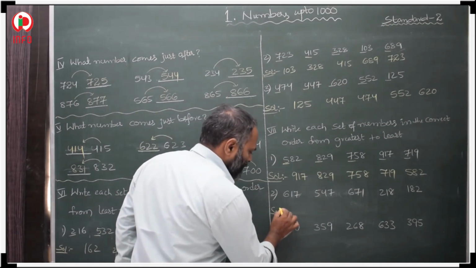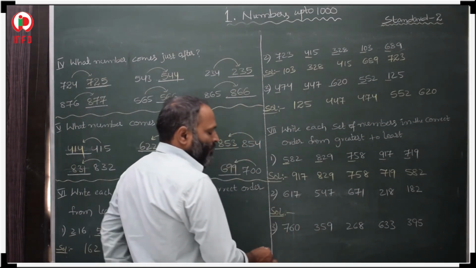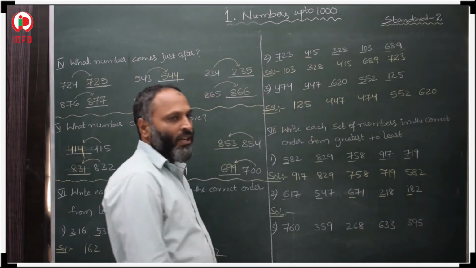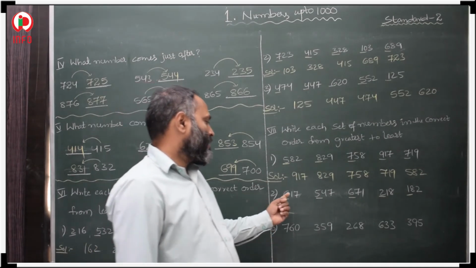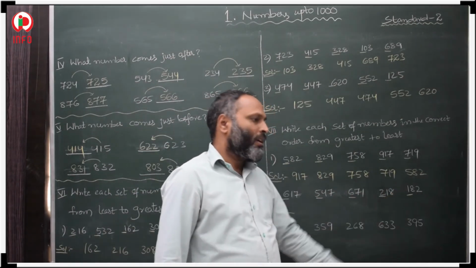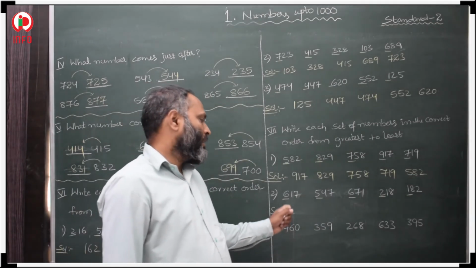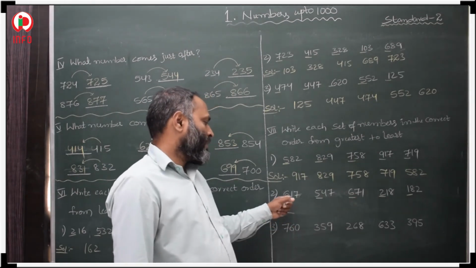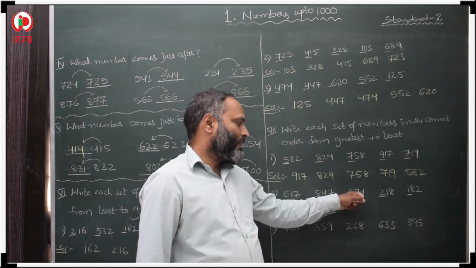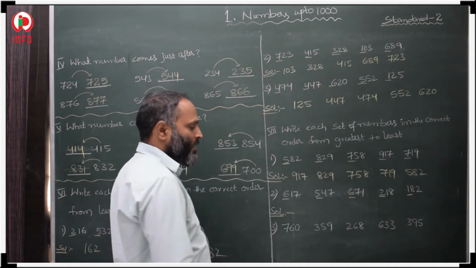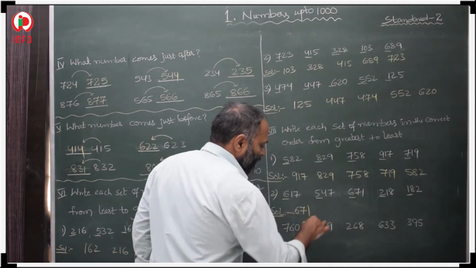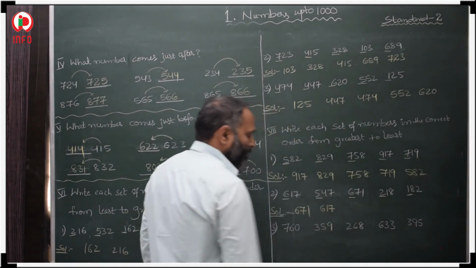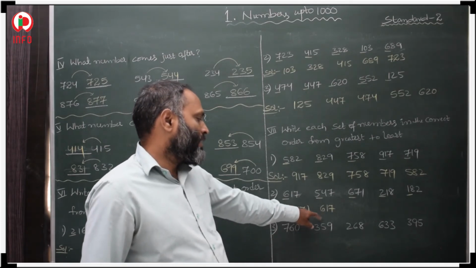Then in the second question, hundreds place values 1, 2, 3, 4, 5. In this we have to take the bigger one: 6, 5, 6, 2, 1. In this, 6 is bigger. These two have 6, 6. So again we have to check the tens place. In the tens place 1 is here and 7 is here. It means 7 is bigger. 671 is bigger. Then after that 617. So 671, 617 is over.